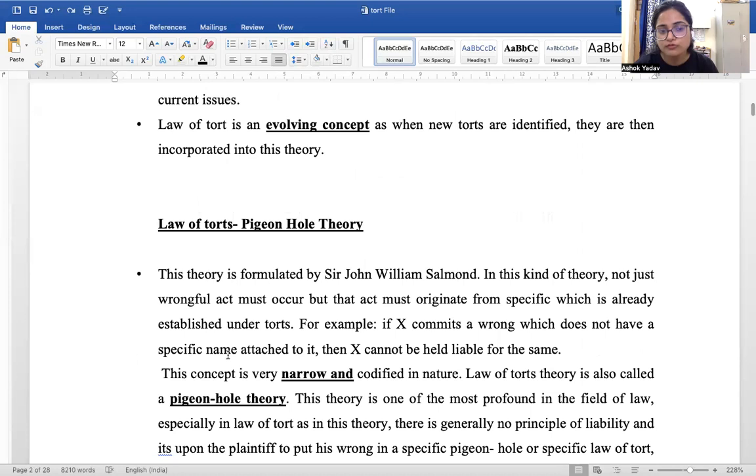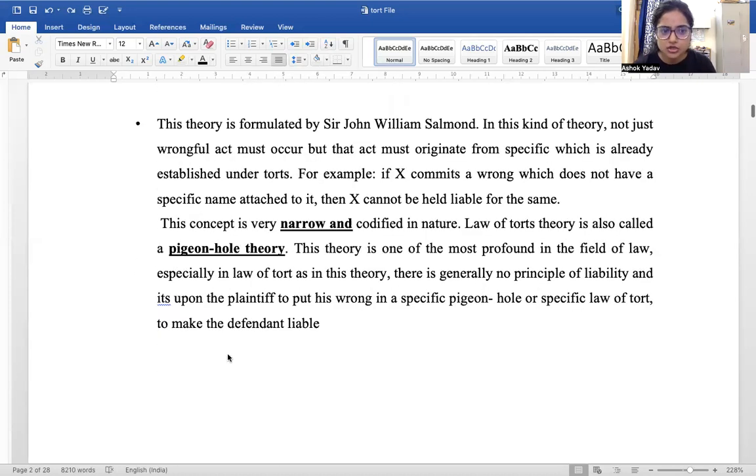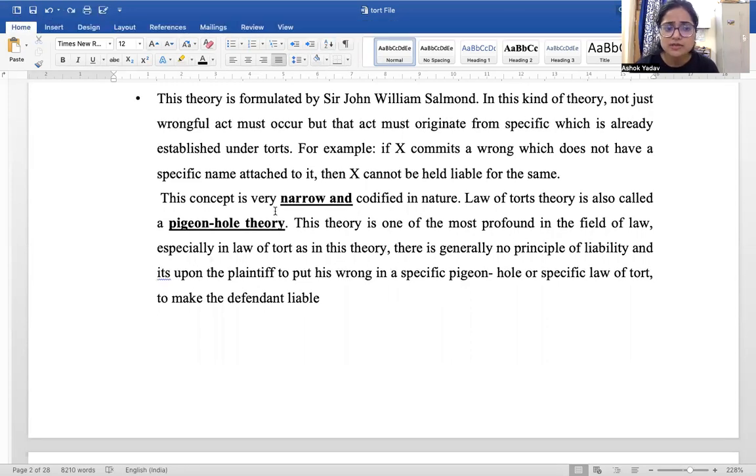Now next is law of torts, which is also known as pigeonhole theory. This theory was formulated by Sir John William Salmond. In this kind of theory, not just must a wrongful act occur, but that act must originate from a specific wrong already established under torts. For example, X commits a wrong which does not have a specific name attached to it. Then X cannot be held liable for the same, right? This concept is very narrow and codified in nature.